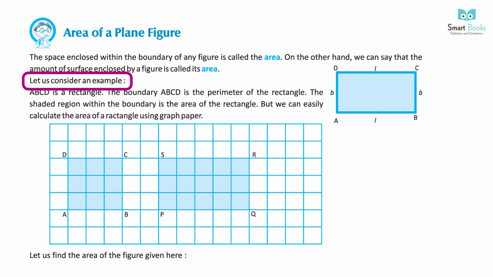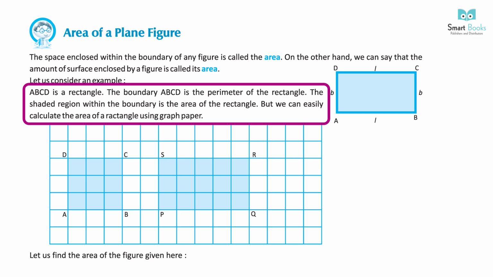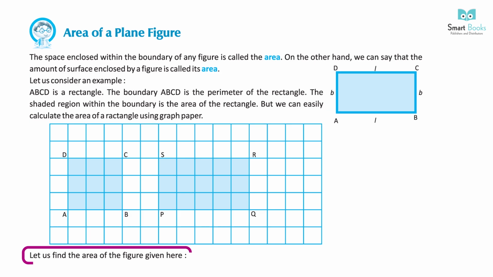Let us consider an example. ABCD is a rectangle. The boundary ABCD is the perimeter of the rectangle. The shaded region within the boundary is the area of the rectangle. But we can easily calculate the area of a rectangle using graph paper. Let us find the area of the figure given here.